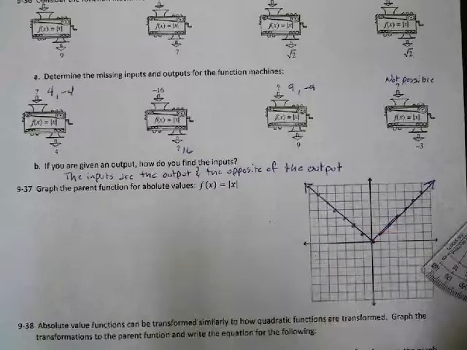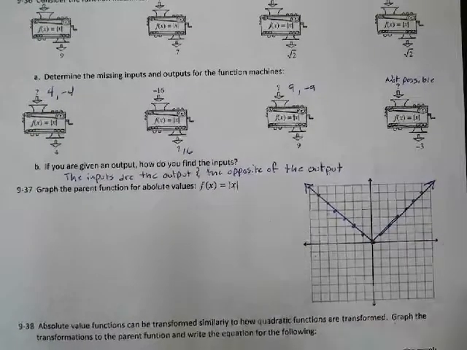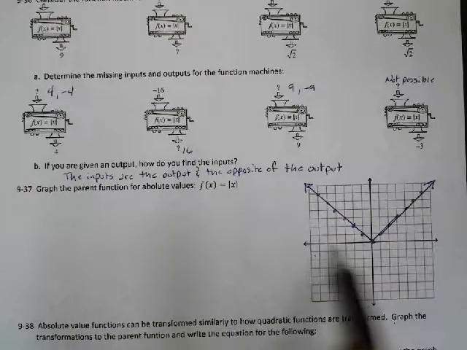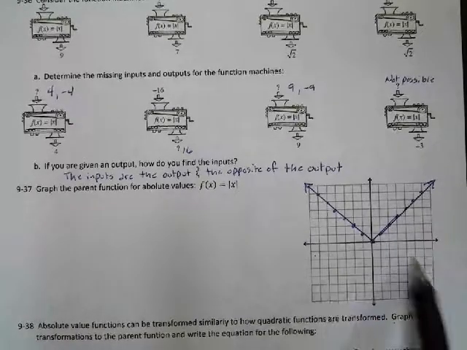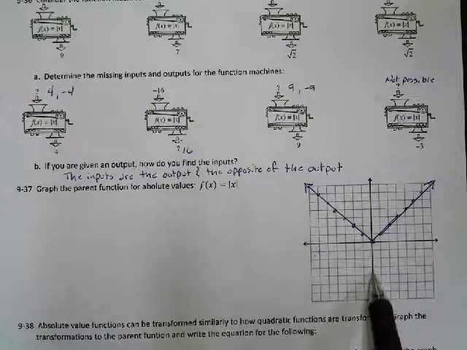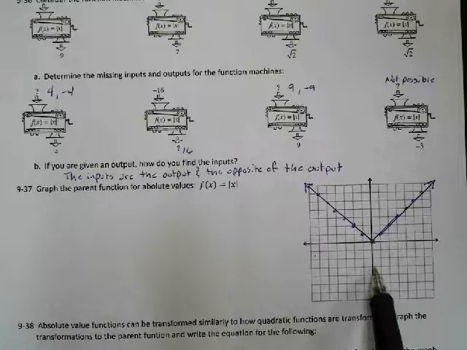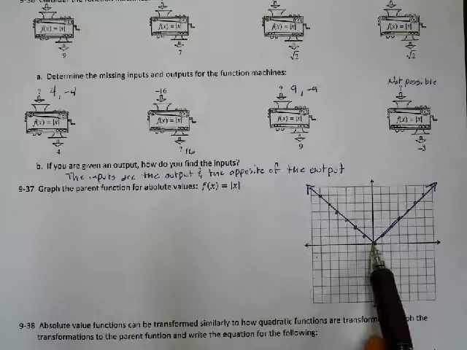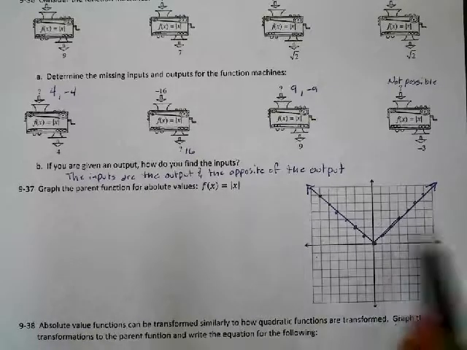We can see here that the reason why this last one wasn't possible was because our graph never makes it into the negative territory. Our y value can't be negative 3 because our graph never makes it to where negative 3 is over here. So our range for this one would be 0 or anything bigger than 0. Our domain is all real numbers.